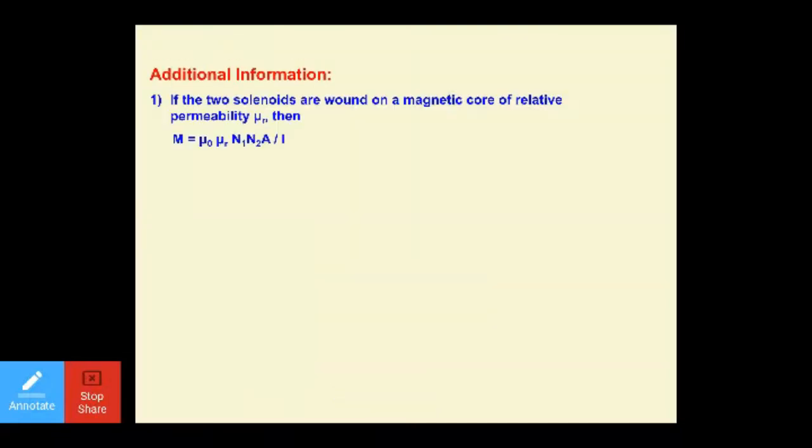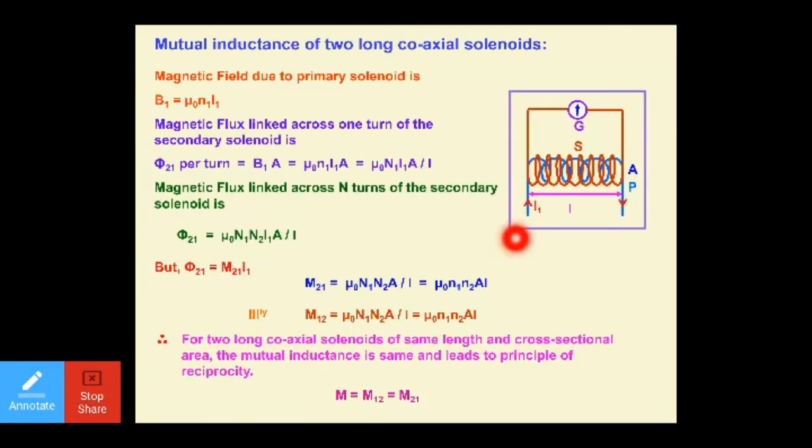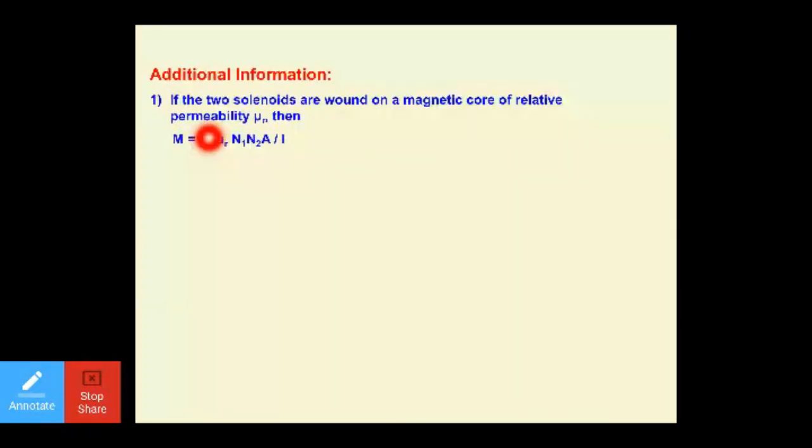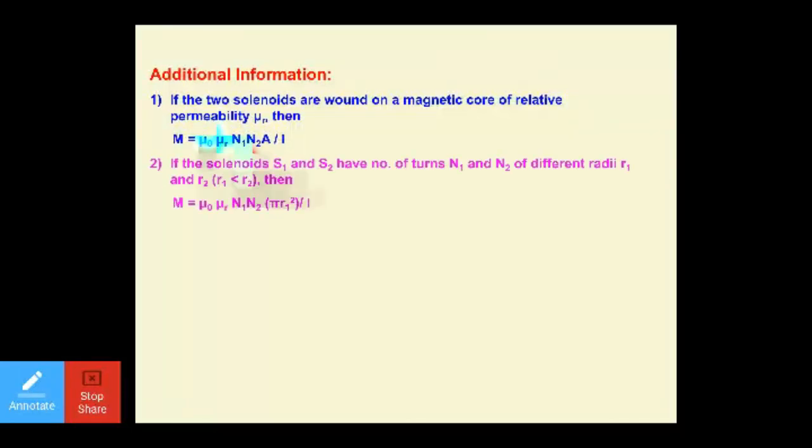Furthermore, additional information: if two solenoids are wound on a magnetic core of relative permeability mu r, then what you will do? You already have studied this expression. Now you multiply this expression by mu r. Just check it out. Furthermore, my dear students, if R1 is less than R2, then what you will do? You will always take the area equal to pi times the smaller radius squared. It means you will have to keep in mind that the radius will be of the smaller one.